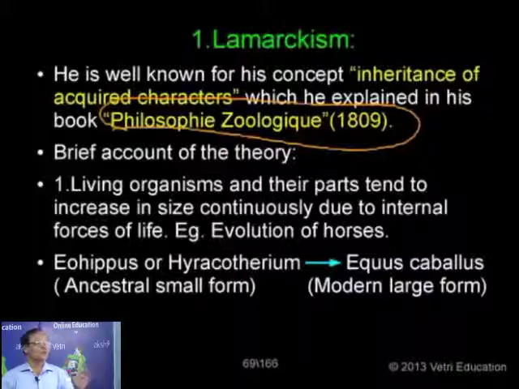So the first proposition proposed by him is that each and every organism tends to increase in size. Either the organism or its body parts tend to increase in size. This is because of certain internal forces of life. That force makes the organism show such increase in size or modifications. The best example given for this is the evolution of the horse.